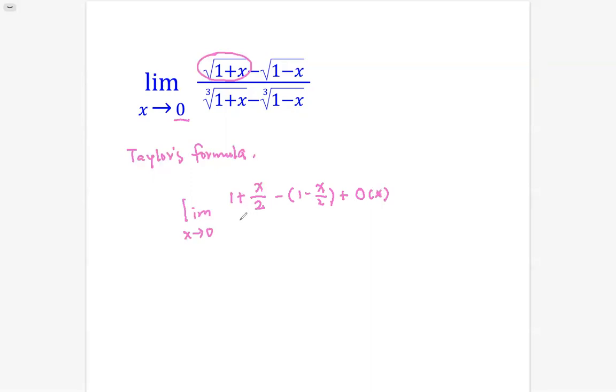So that's my numerator. For my denominator, I'm going to do the same thing. The only difference is a cubic root. So for cubic root, if I use Taylor's approximation or Taylor's formula, I get 1 plus x divided by 3 for cubic root of 1 plus x. Then for cubic root of 1 minus x, I get 1 minus x divided by 3. Then, of course, I need to add all the tails.